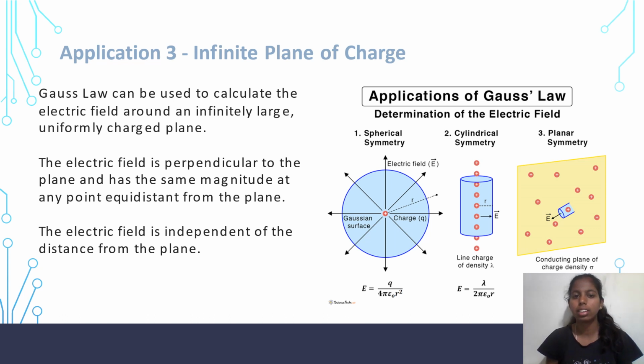Now let's see the third application of Gauss law: the infinite plane of charge. Gauss law can be used to calculate the electric field around an infinitely large, uniformly charged plane. The electric field is perpendicular to the plane and has the same magnitude at any point equidistant from the plane. The electric field is independent of the distance from the plane.